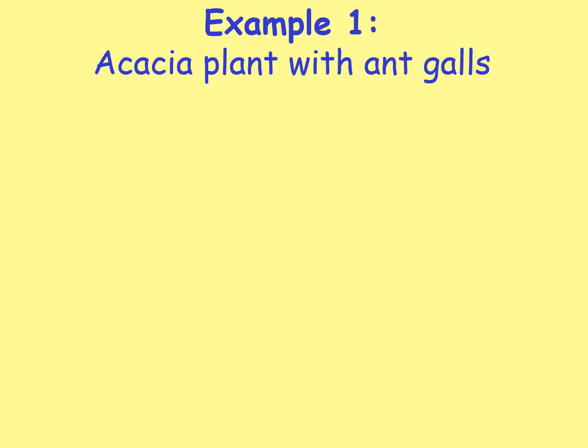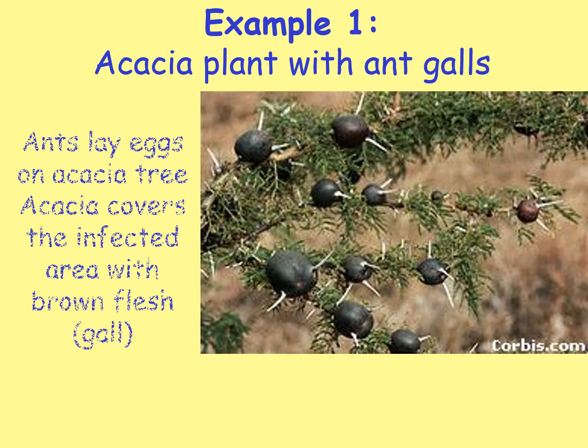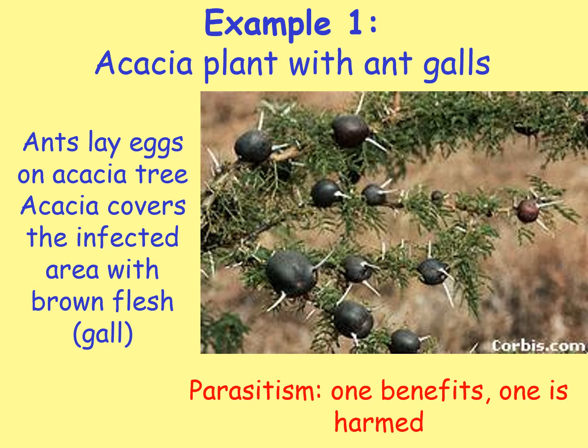So just to give you some other examples of symbiotic relationships. Here we have the acacia plant with an ant gall. What is happening is the ant is laying eggs on the acacia tree, and the acacia is covering those eggs with brown flesh, which is what's known as a gall. Here you can probably already guess that this is an example of a parasitic relationship. Here the ants are benefiting because they have a place to lay their eggs and rear their young, whereas the acacia tree is harmed because it's having to use its energy and resources to create the gall on the infected area, and it's not using those resources for its own benefit.